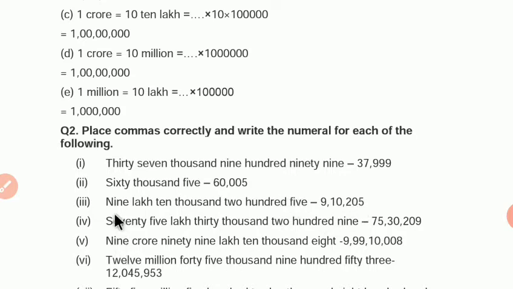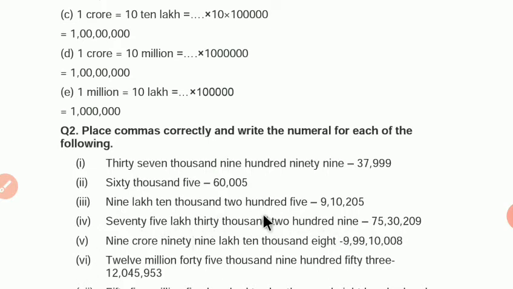Here you can see that it is given in lakh. It means it is given in Indian system. So in Indian system, the first comma we place after 3 digits from the right. So 1, 2, 3. And the second comma after 2 digits. So 1, 2. Then comma. So you can see that 9,10,205. According to Indian system, we have to place the commas. You can see that it is given in lakh, and lakh is used only in the Indian system. Fourth one.